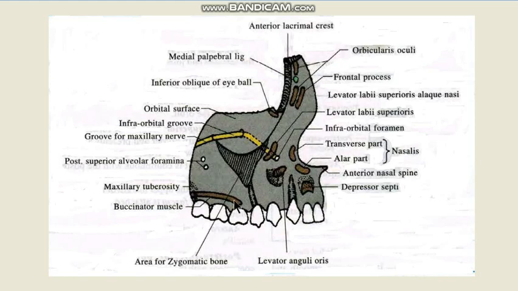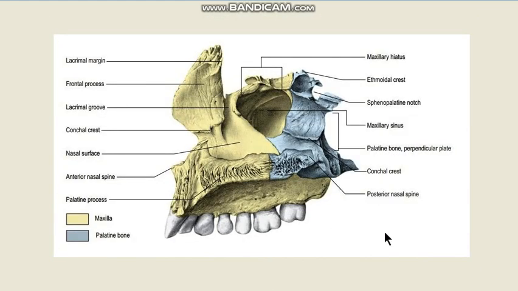Again you can see in this schematic the attachment of the buccinator muscle. You can see the canine eminence and the depressor septi. Over the frontal process you can see the attachment of the orbicularis oculi and the medial palpebral ligament, and another muscle, the levator labii superioris alaeque nasi. And you can see the half of the lacrimal groove and the anterior lacrimal crest. Now let us go to the medial surface.